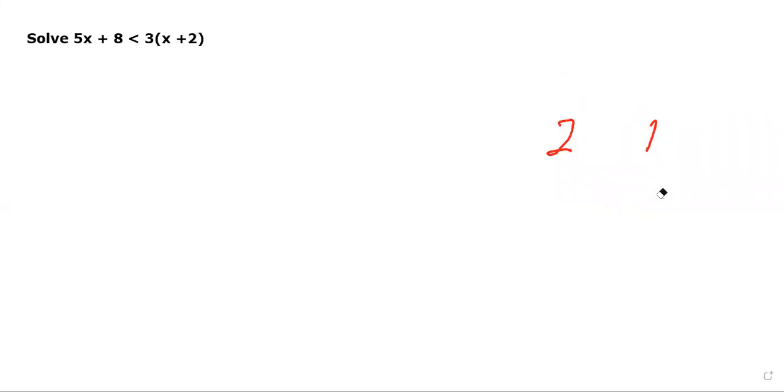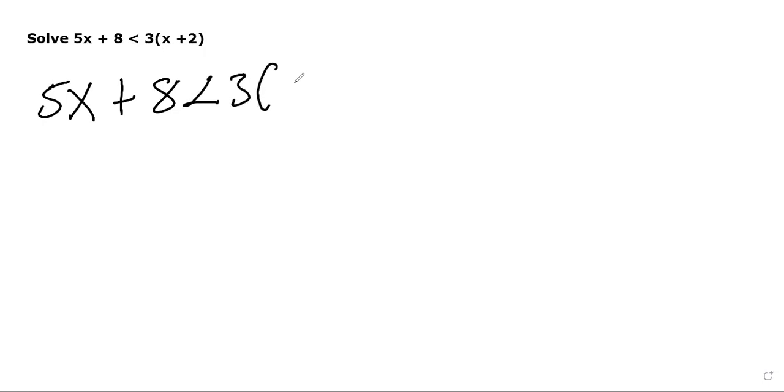So let me erase this right here. So let's go. They say solve 5s + 8 < 3(s + 2), right? I'm going to repeat everything. Let me go to black ink. So we have 5s + 8 < 3(s + 2).